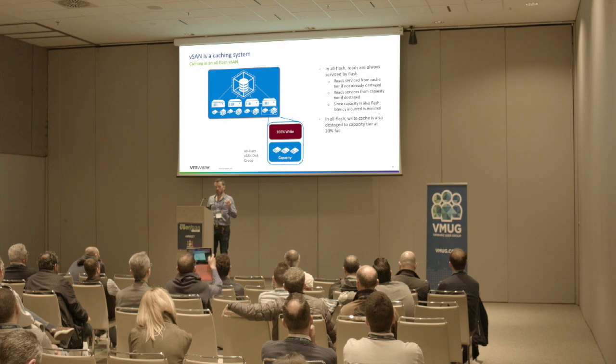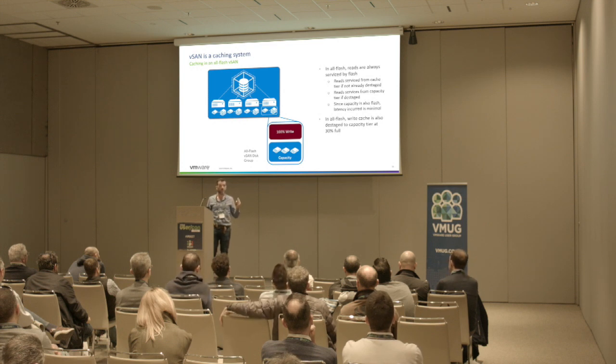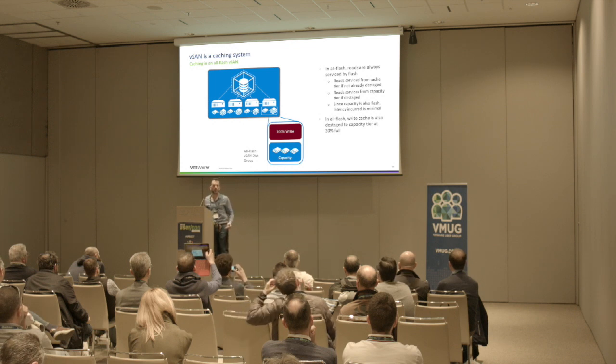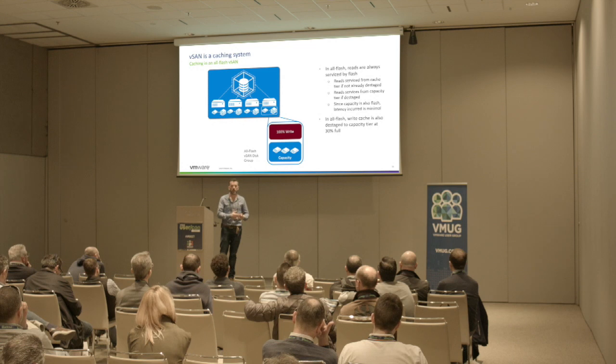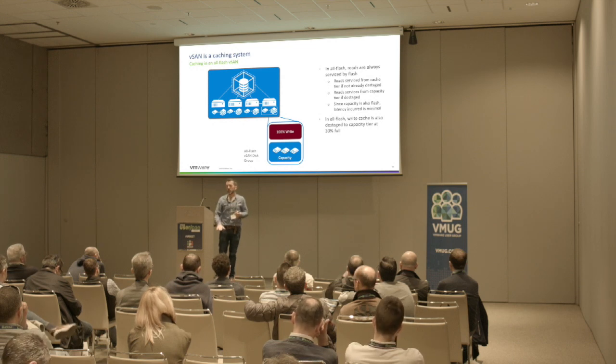Okay, the write cache tier. So 30% of that 100% allocated cache device, we will destage down to the capacity tier. So that's a tiered storage system. All your writes will be processed into your caching tier, and then at a certain point, we call it internally the vSAN elevator, we will destage down to your capacity tier.